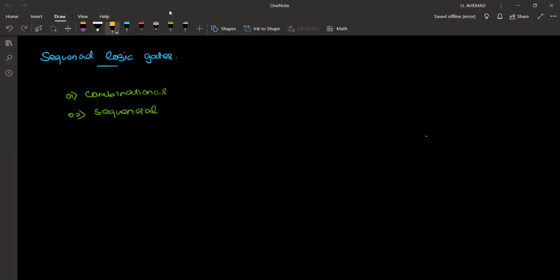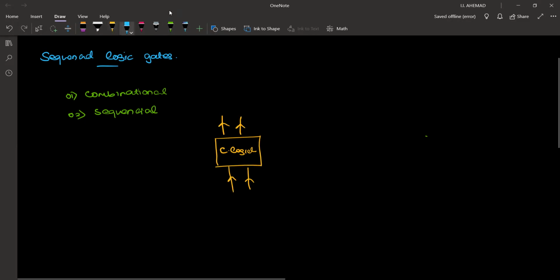Now, let's say this is a combinational logic gate. It will take inputs and give you an output. It depends only on the input that you provided now. The output depends only on the input that you just provided. It doesn't have any memory element.